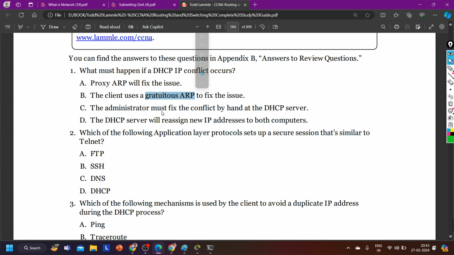a new IP address to both computers. No, no. What is gratuitous ARP? First of all, tell me this. Whenever you are assigning an IP to a device, the device first checks what? Duplicacy, right? Whether the IP address is duplicate or not. And to check duplicacy, the devices generate a gratuitous ARP, which is sent to the broadcast address.